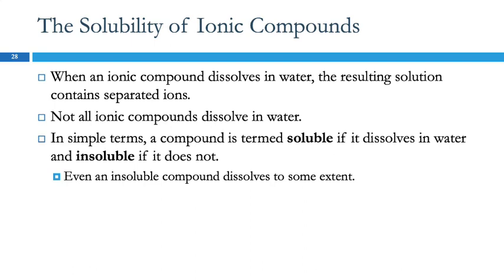Now the thing is, nothing is absolutely insoluble, because that would mean that not even one ion came off, because if one ion comes off, then it dissolved a tiny, tiny bit, right? So the truth is that even insoluble compounds dissolve a tiny bit, but we're going to ignore that until Chem 1B, okay? So we're just going to think that they don't. But I just told you the truth, they actually do.